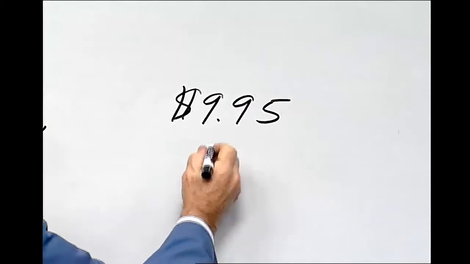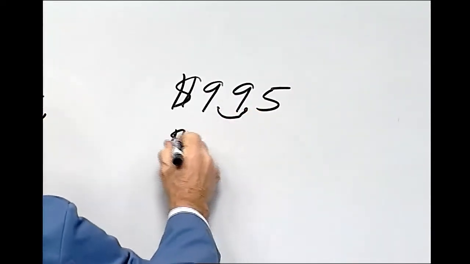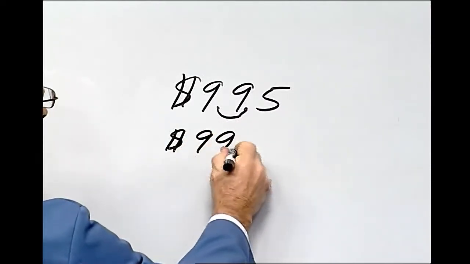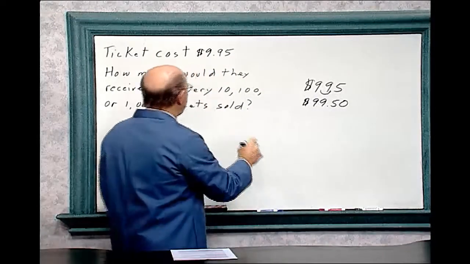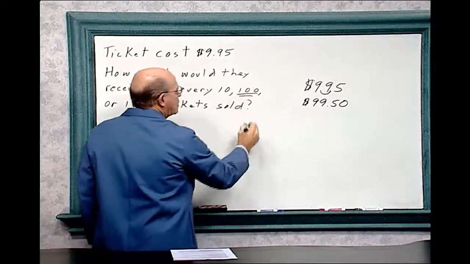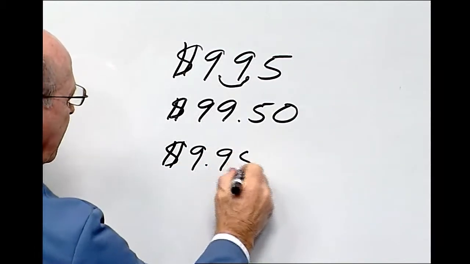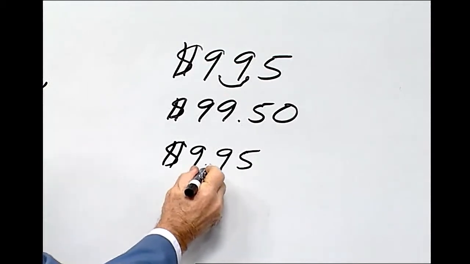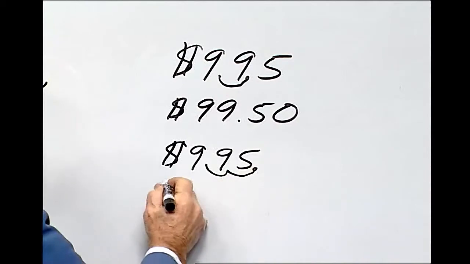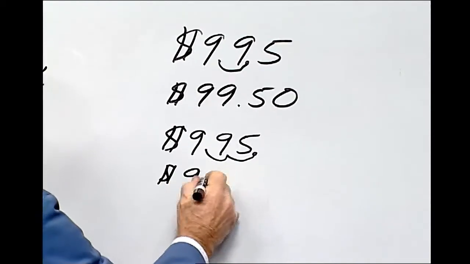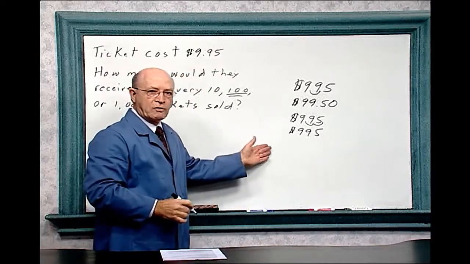and multiply by 10. All we have to do is move that decimal point over one place. So now 10 tickets cost $99.50. That's for 10 tickets. Now we want to find out for 100 tickets. So we take the number $9.95 and multiply by 100, you move the decimal point 2 places. 1, 2. So 100 tickets cost $995. So that's the price they would get for 100 tickets.